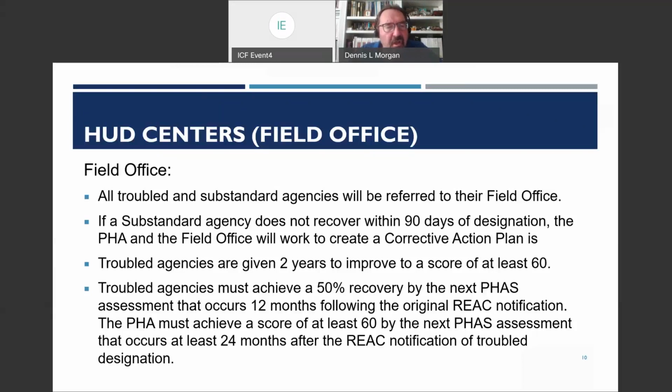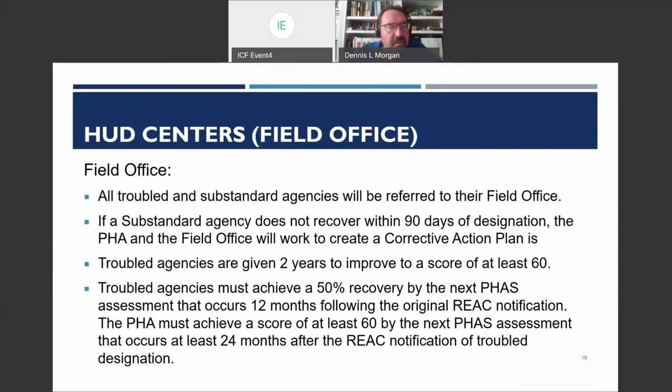Troubled agencies are where your overall point system in terms of your PHAS score falls below 60. And if I get labeled troubled, then it's not a matter of a single sub-indicator. It's a matter of the agency being classified as troubled, and they will look at all the areas of the agency in terms of the performance levels. Troubled agencies, through that field office, are looking to improve that operation.